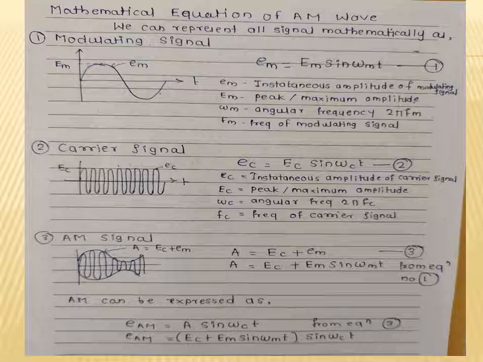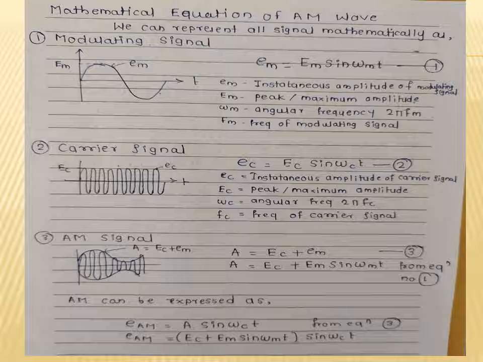So what is em? Small em is the instantaneous amplitude of the modulating signal. Capital EM is the peak amplitude of the modulating signal. Omega m is the angular frequency, and FM is the frequency of the modulating signal. How is the instantaneous amplitude represented? It is the peak amplitude times the sine of omega mt.